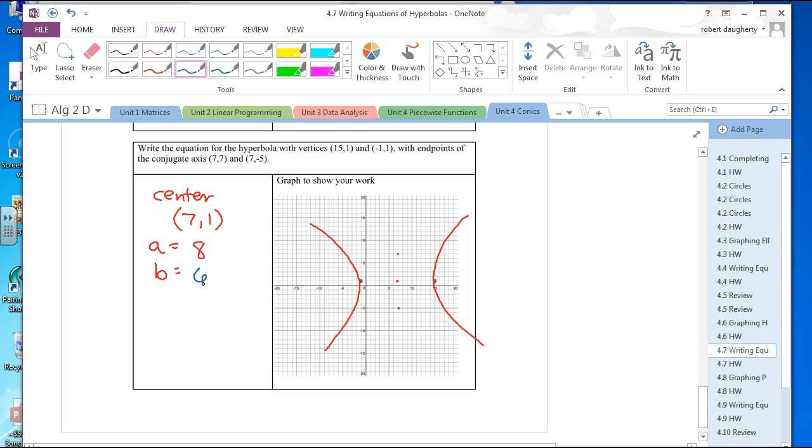Now I'm going to write the equation. Who gets the positive sign, x or y? x gets the positive sign, so this is (x - 7) squared over what? 64, minus (y - 1) squared over 36, equals 1. There we go. Okay. So pretty straightforward.